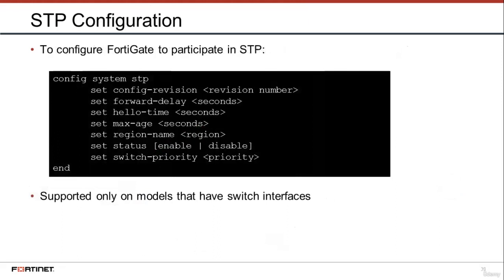STP configuration, that is, spanning tree protocol configuration. To enable FortiGate to participate in the spanning tree protocol tree, use the config system stp command on the command line interface. Note that this is only supported on models that have physical switch interfaces such as FortiGate 30D, 60D, 60E, and 90D.